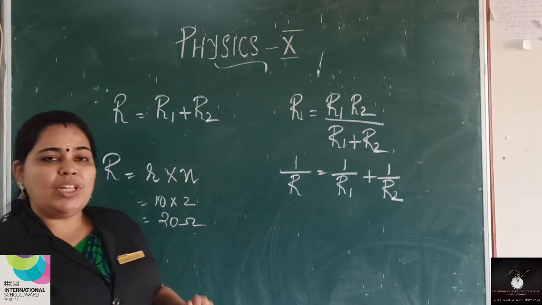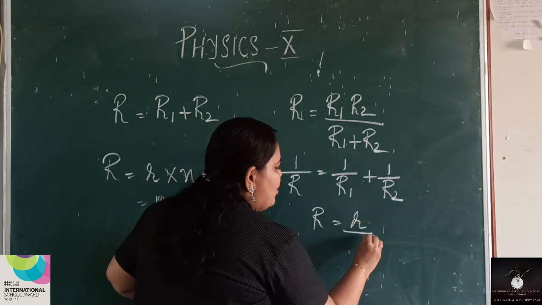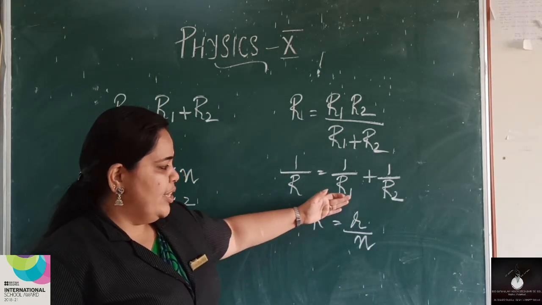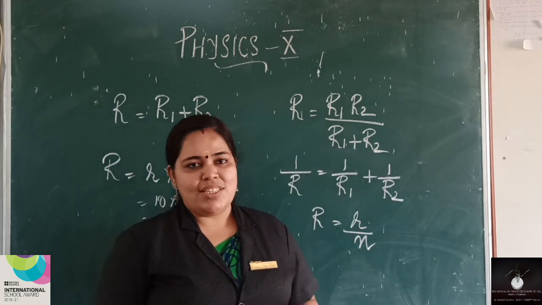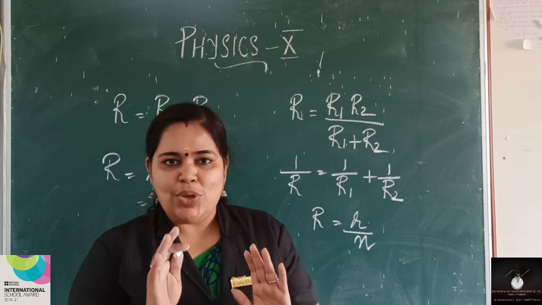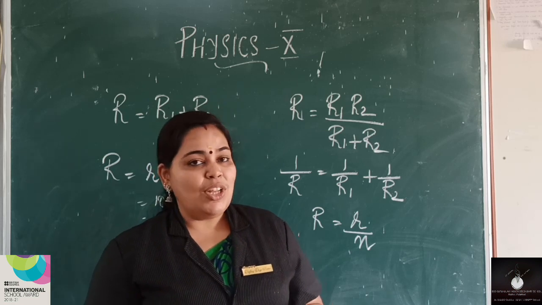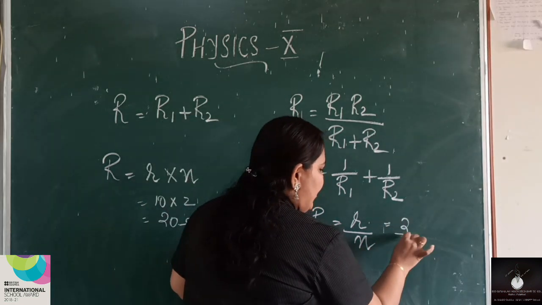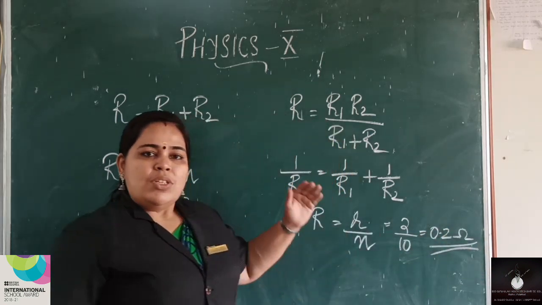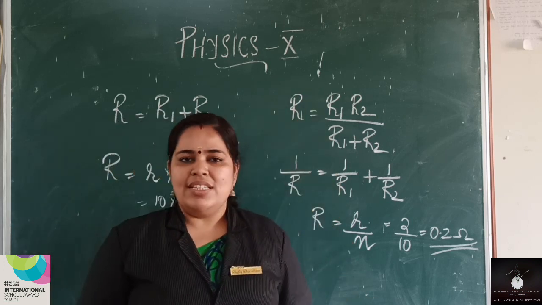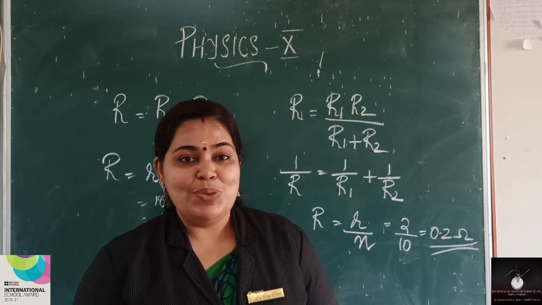Okay, and what about in parallel connection? R is equal to r by N, where r is the resistance and N is the number of resistors. In the same way, you are having 10 resistors of 2 ohm. Then how will you find out? 2 by 10 is equal to 0.2. So all these things we have discussed in the last class. Now it's time to do problems.